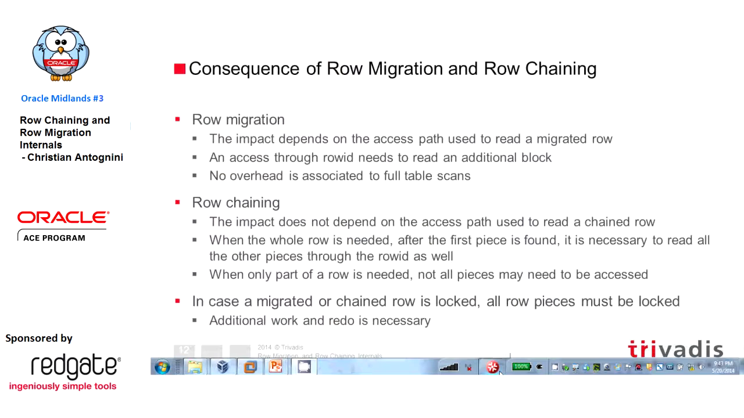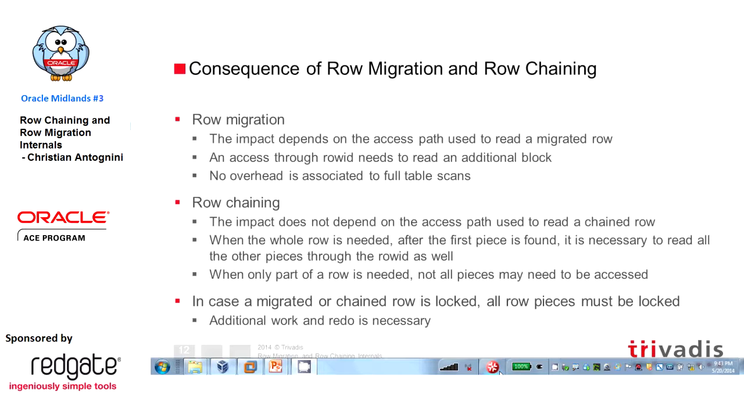Also because when you start analyzing a table where you think you have migrated or chained rows, it's important to know whether you have a problem with chained or migrated rows, because the two have a completely different impact on your application, and to solve or eliminate them you have completely different approaches. So if you do not know whether you are dealing with chaining or migration, it's not, I would say, easy or possible to solve the problem.